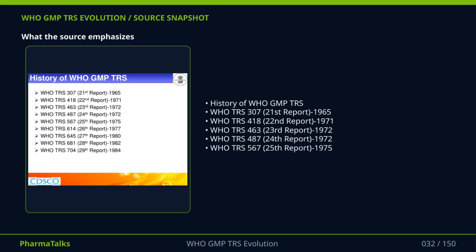This progression not only highlights the ongoing commitment to ensuring medicine safety and quality, but also underscores how the guidelines have adapted to emerging challenges over time. Understanding this timeline is crucial for appreciating the robust framework that governs pharmaceutical manufacturing today.